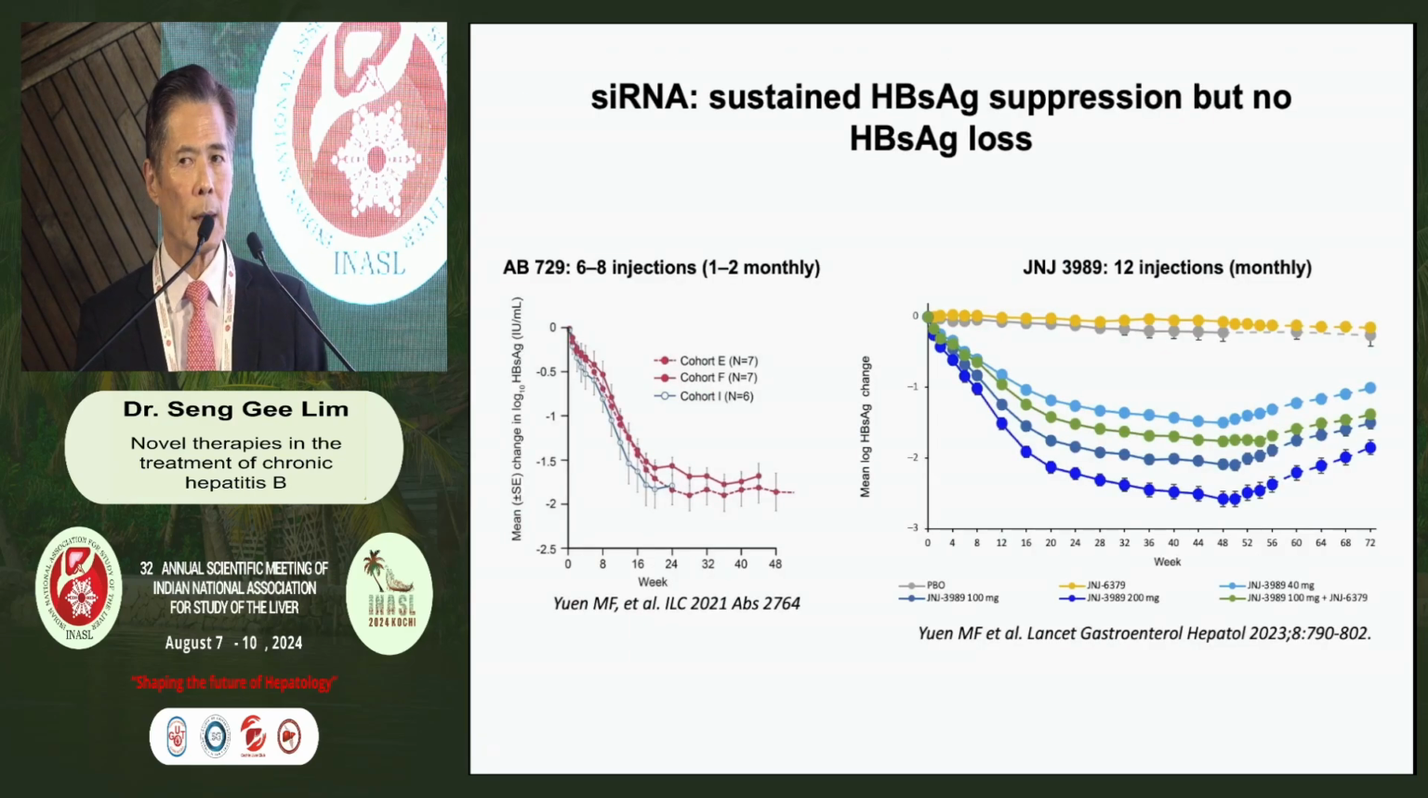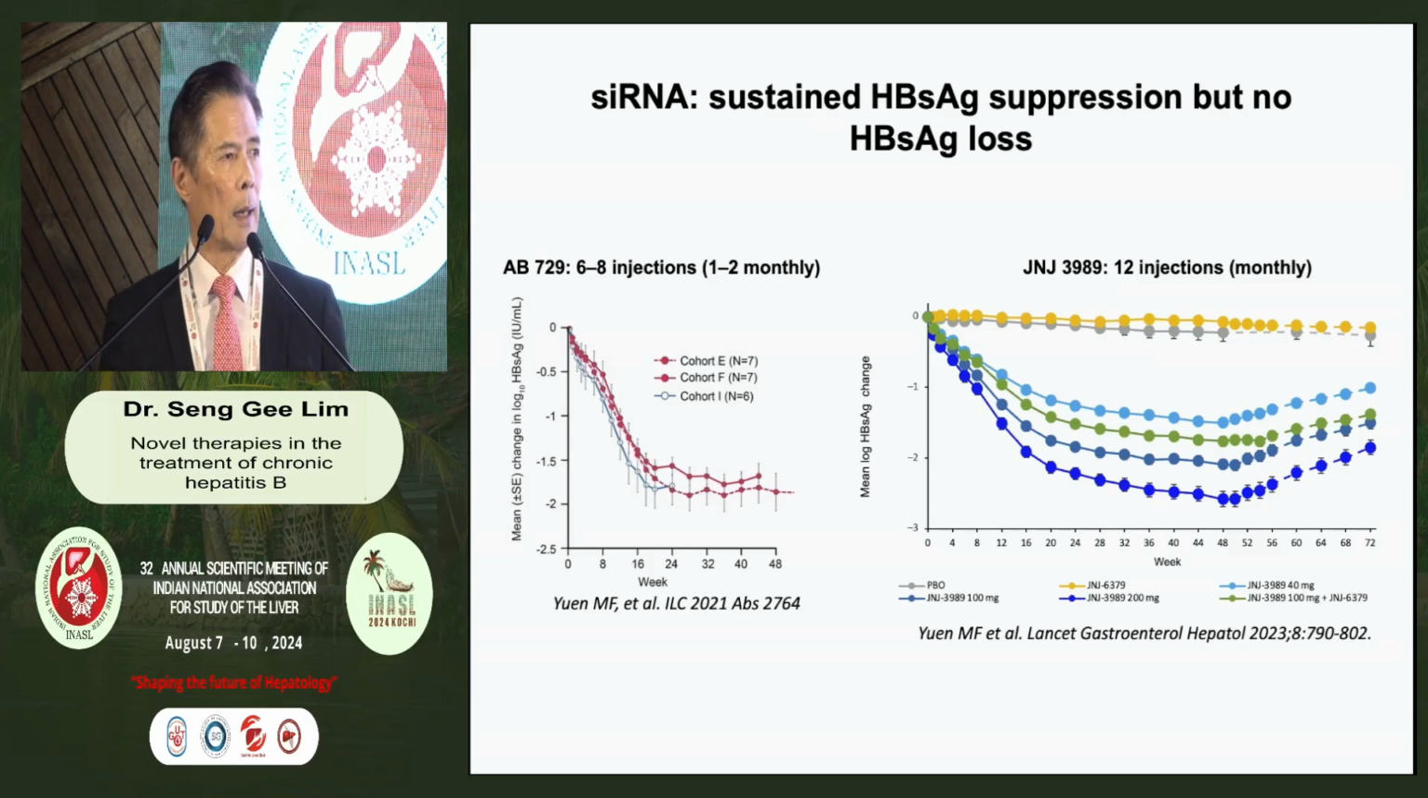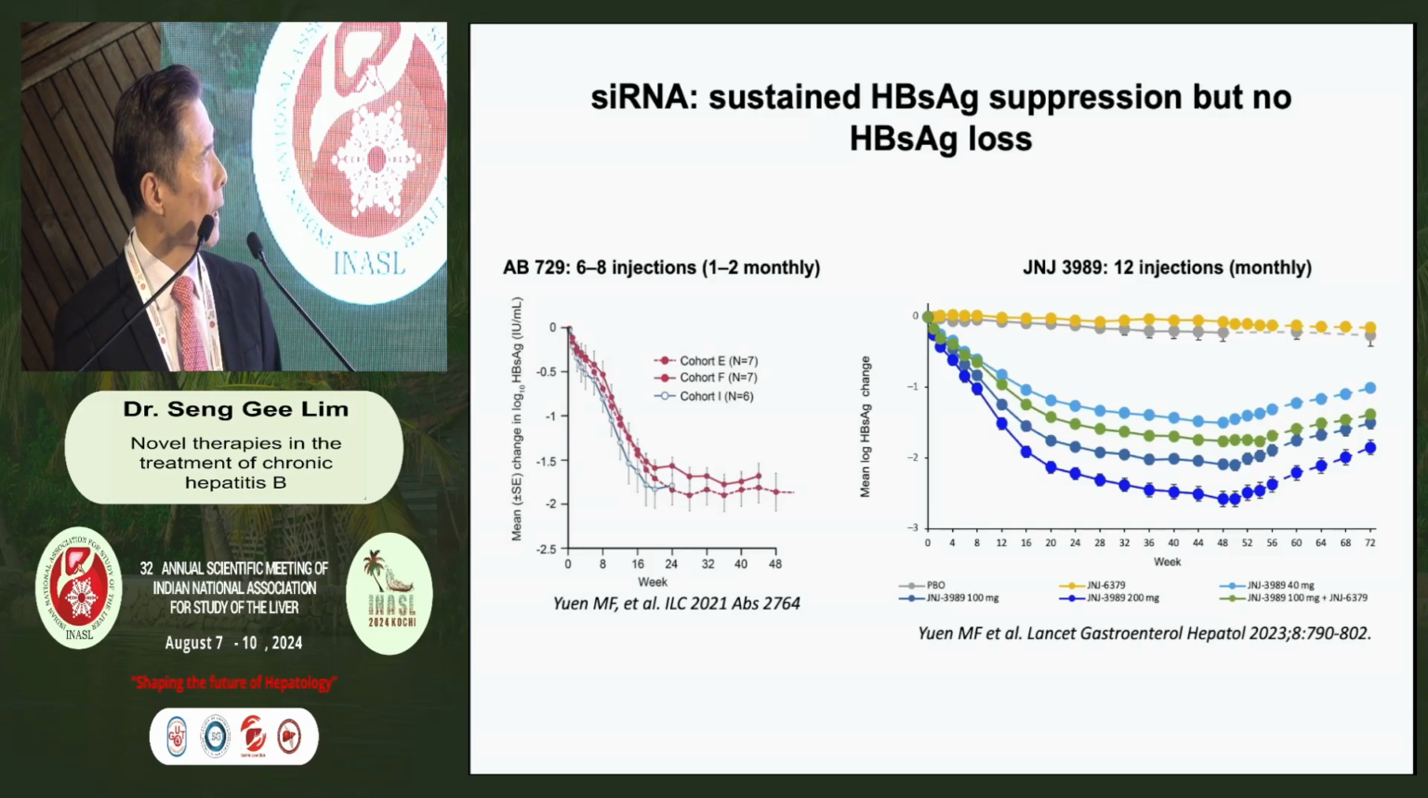Now, contrast this to siRNAs. These are two siRNAs. This is one from Arbutus, and this is one from J&J, who are no longer in the market. And you can see that the siRNAs have about a 2-log reduction in HBV DNA, and here a 2.5-log reduction in S antigen levels.